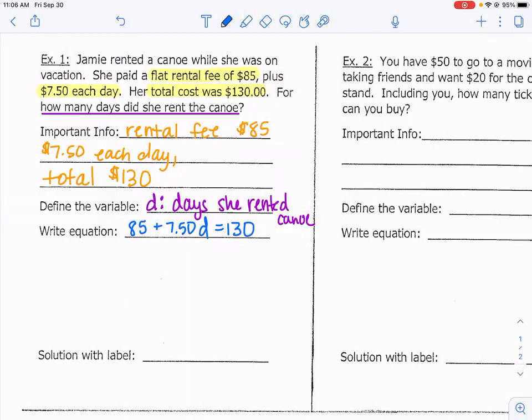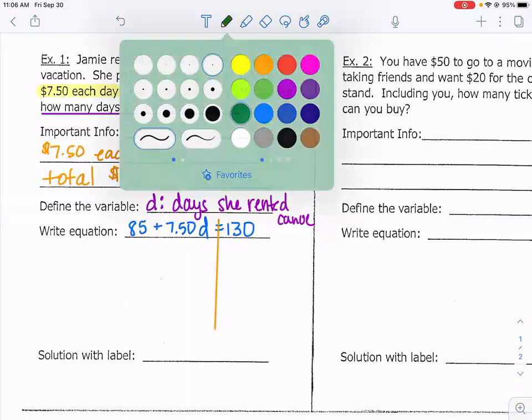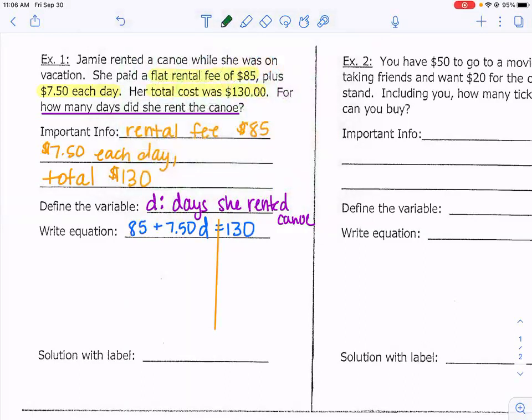All right. So now we get to solve our equation. Thank you for your enthusiasm. Real or pretend, I'll take it either way. Okay. All right, Tyler, what's our first move? Oh, yes. Subtract what? Yeah, 85. We need to subtract 85. We need to undo that 85 first. So we're going to subtract 85 from both sides.